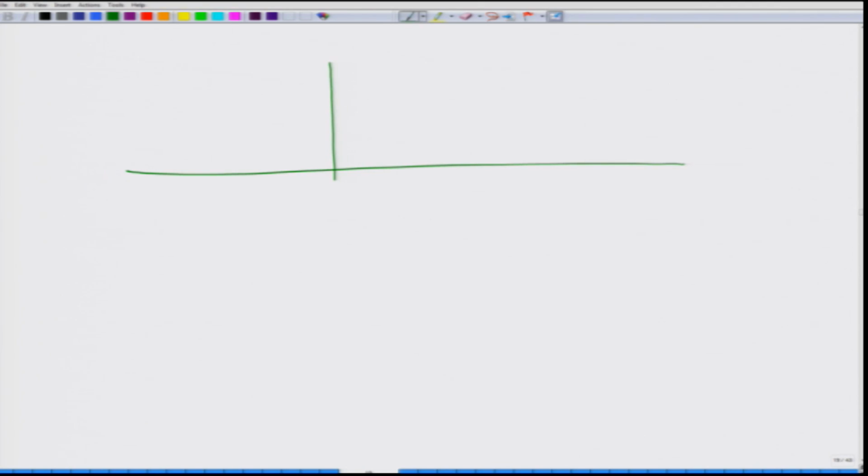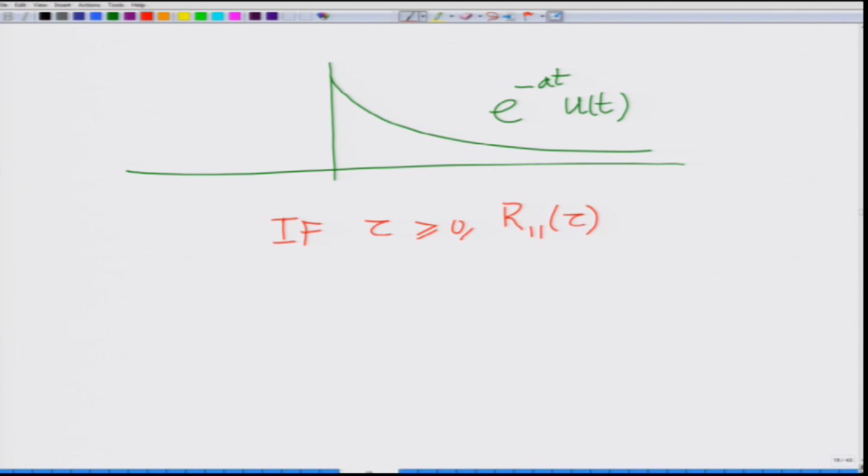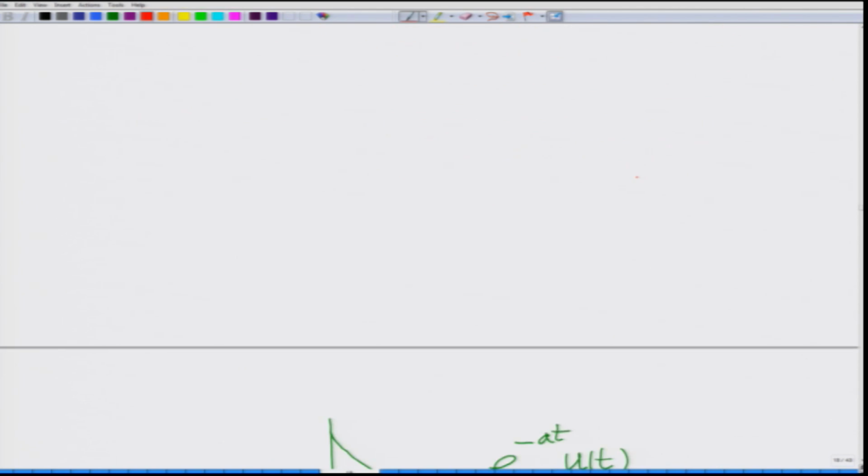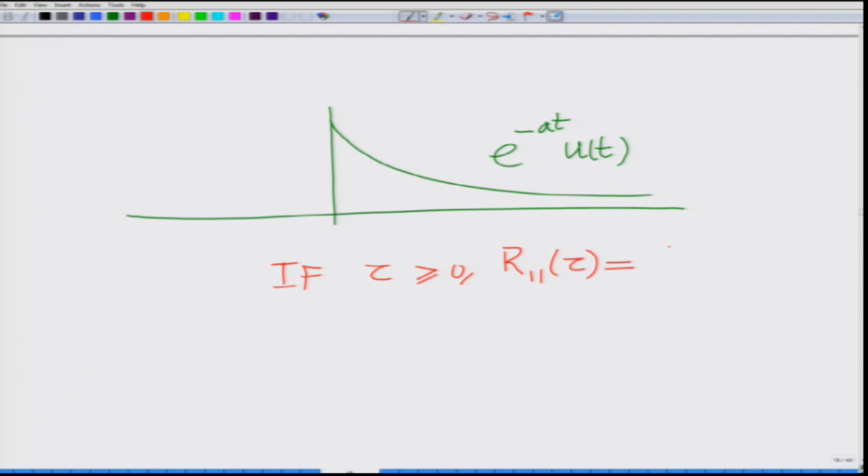So let us continue our discussion on the autocorrelation and energy spectral density, and we are looking at the autocorrelation of this function, the signal e to the power of minus a t u t. This is the particular signal that we are looking at, and we have already seen that if tau is greater than or equal to 0, then r 1 1 tau equals 1 over 2a e to the power of minus a tau.